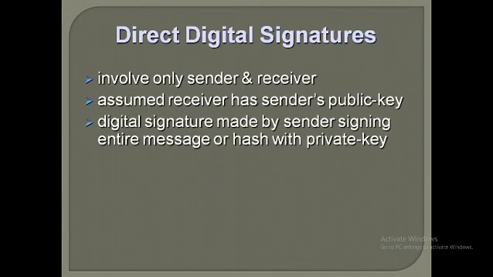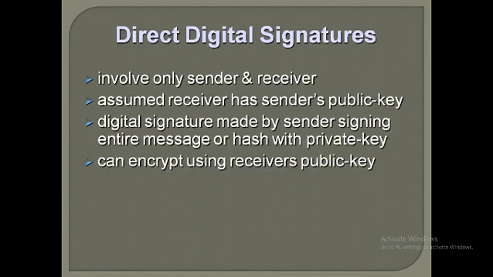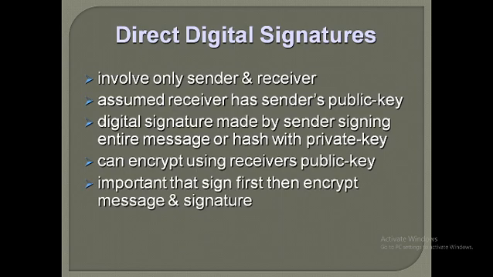It is practical to save the digital signatures. There are two kinds; one is the direct digital signature. It involves only the sender and the receiver. It assumes the receiver has the sender's public key, and it uses the digital signature made by the sender signing the entire message or hash with the private key. It can then be encrypted using the receiver's public key. It is important to sign first, then encrypt the message and signature. So this is the direct digital signature. It assumes the receiver has the sender's public key.